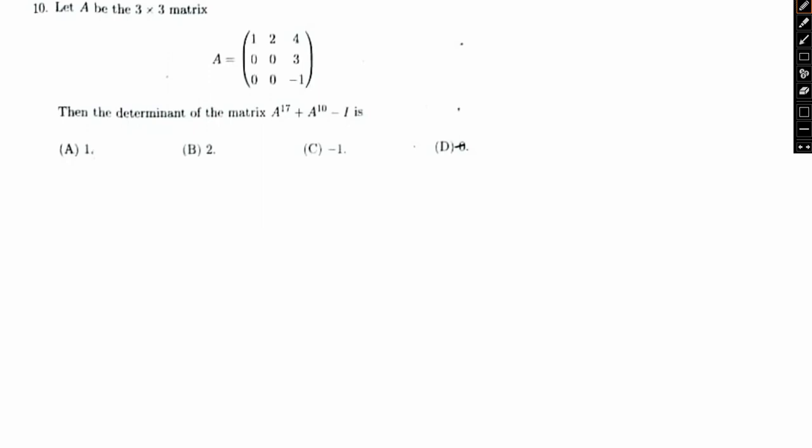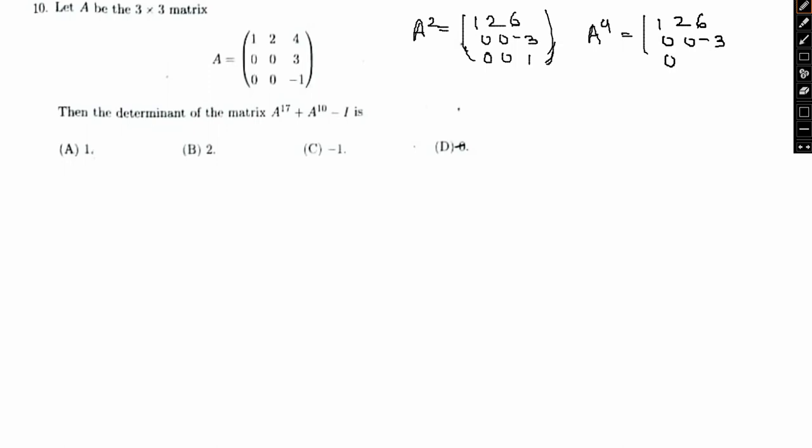So here we know A is given, so therefore what we can conclude is A square can be written as [1 2 6; 0 0 -3; 0 0 1]. Okay, simply A square is A multiplied by A. Similarly, if we find A to the power 4, we get [1 2 6; 0 0 -3; 0 0 1]. Okay, this is A to the power 4. This is what we have.